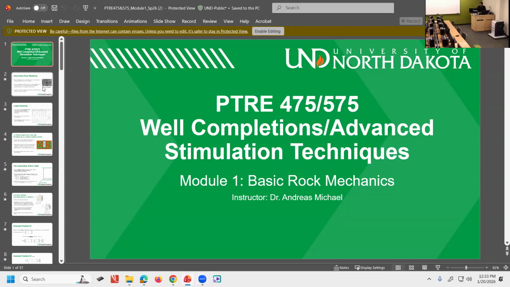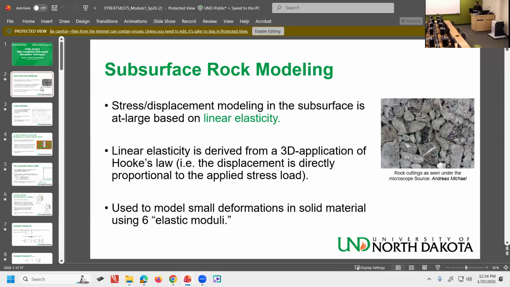Last time, I hope I didn't go too fast. I felt like I was moving a little bit too fast. We went through some basic rock mechanics. I said, in general, we are in the quest for a model that characterizes how the rock behaves. And when I say how the rock behaves, I mean stress versus deformation.